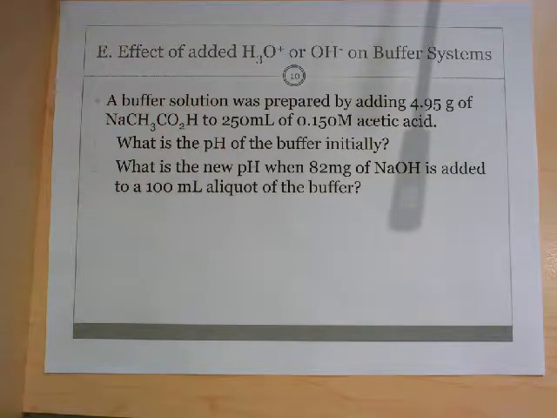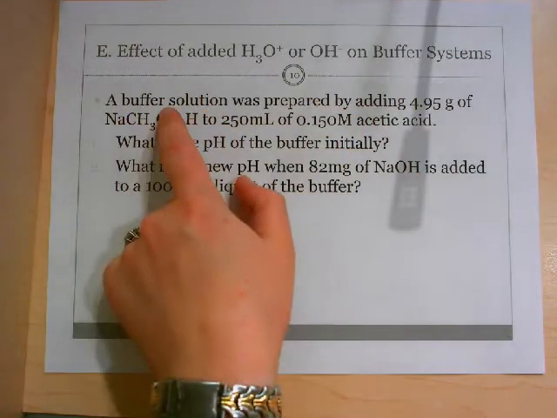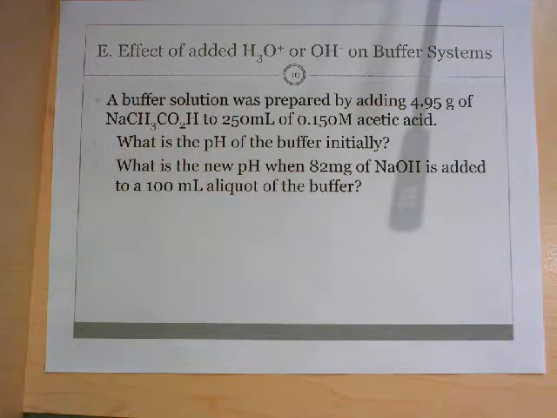All right. Let's do one more buffer problem before we move into titrations. Here I have a buffer solution that was prepared by adding 4.95 grams of sodium acetate. And the clue should be that it's with acetic acid and it's a buffer, so that's its conjugate base.